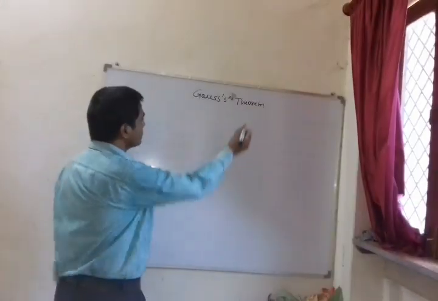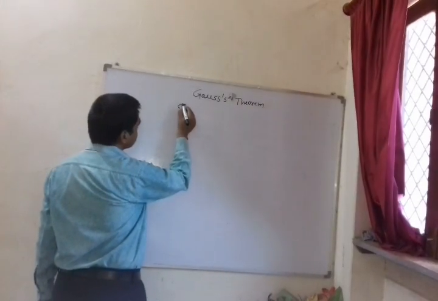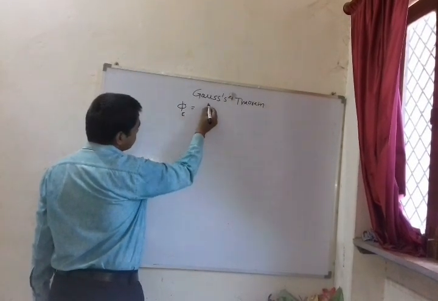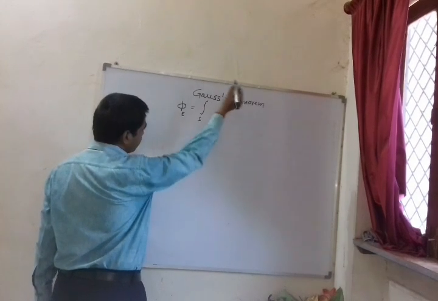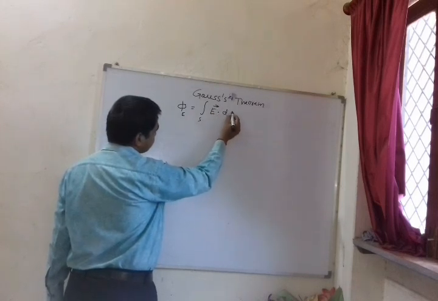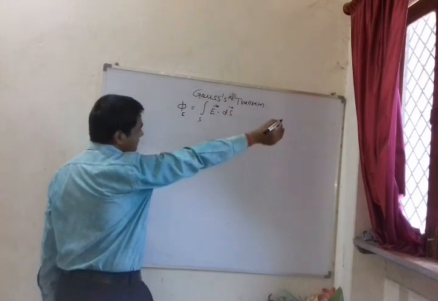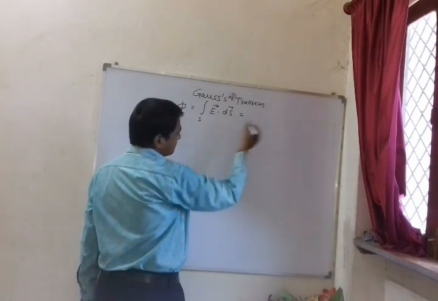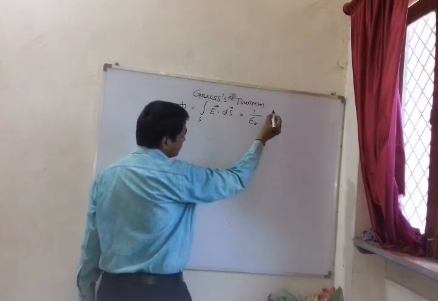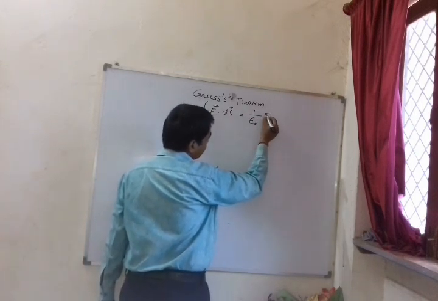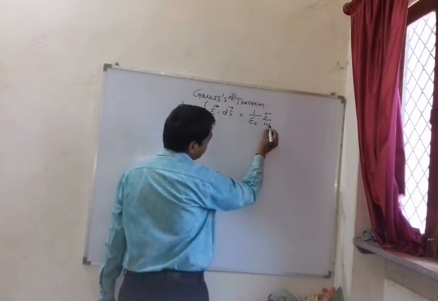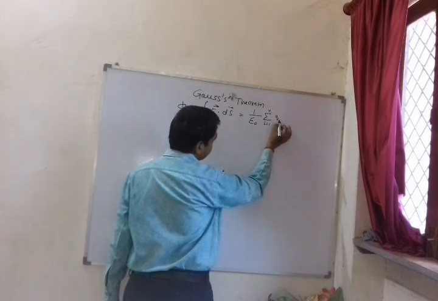According to Gauss theorem, the total flux across a surface is given by the surface integral of electric field intensity into surface, and this quantity is given by 1 upon epsilon naught times the total charge. Here we are expressing total charge in summation form, i equal to 1 to n, q i.